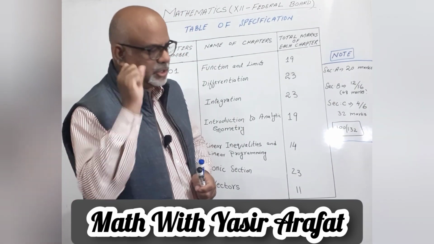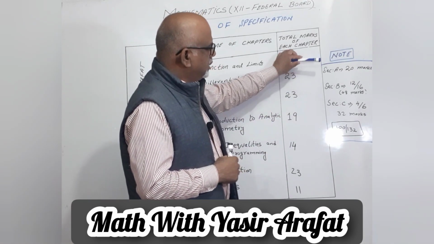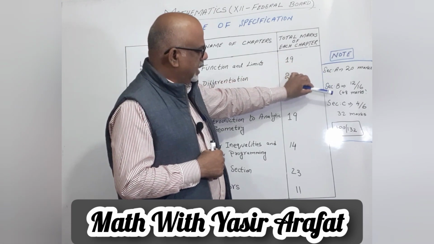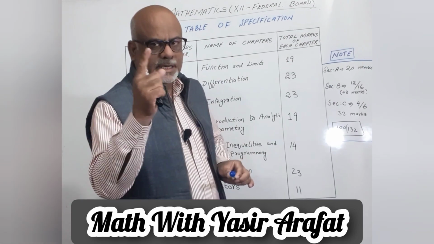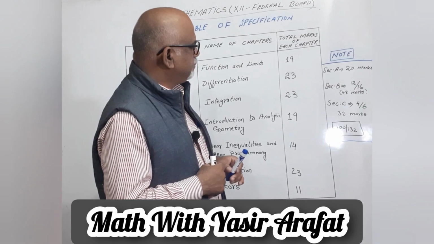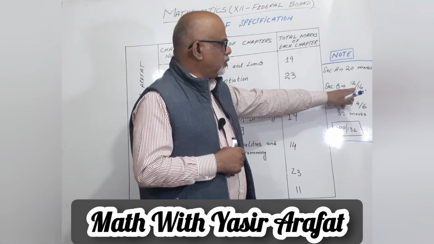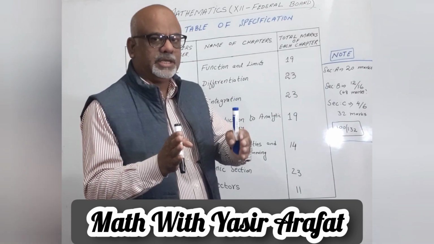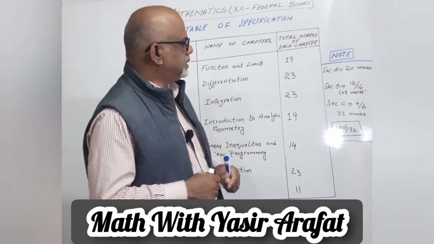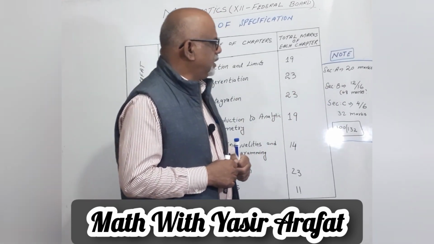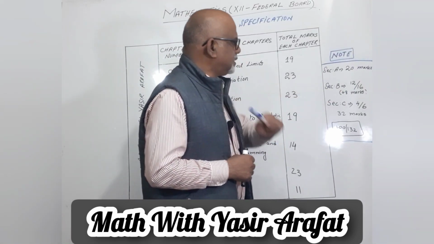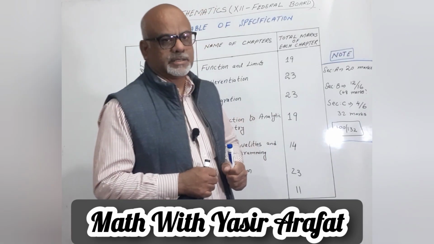The paper will have 3 sections: section A, section B and section C. Section A is MCQs, 20 marks in total. Section B is short question answers; there will be a total of 16 parts, and 12 parts will be selected from these 16. That will be 48 marks, so section B is 48 marks.